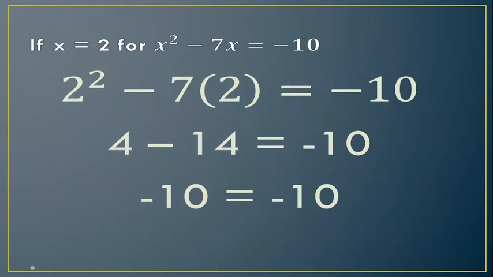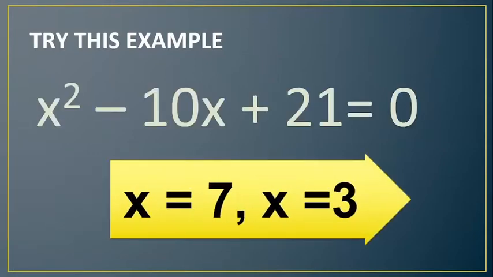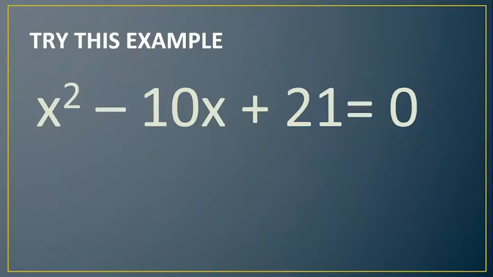Let's have another example. What if we have x squared minus 10x plus 21 equals 0? First, you need to factor this one. This is already in standard form. The factors of x squared minus 10x plus 21 are x minus 7 times x minus 3.